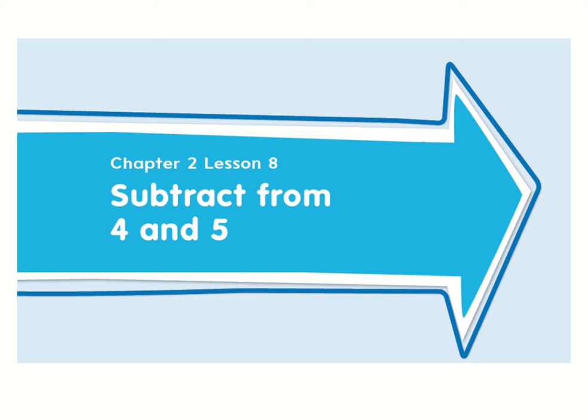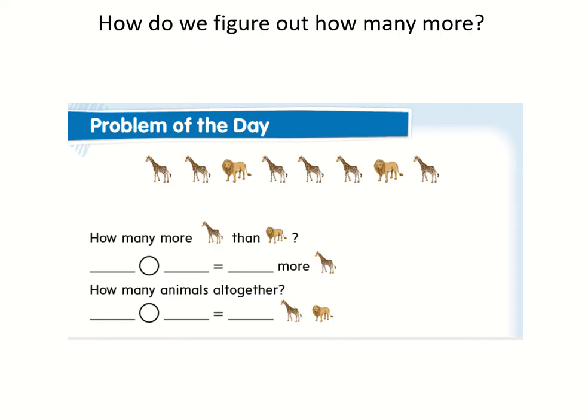This is Mr. Cook, and today for Chapter 2, Lesson 8, we are going to be subtracting from 4 and 5. Now, the first thing that we're going to do is a problem of the day, and we're going to figure out how many more giraffes we have than our lions right here. Now, the one thing that we've learned is that when we say how many more, we always think of addition, but I'm going to show you guys how to do this with subtraction.